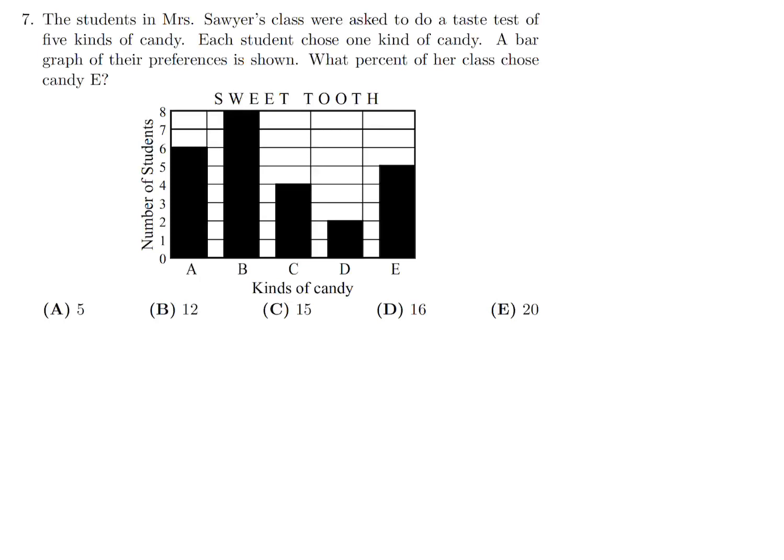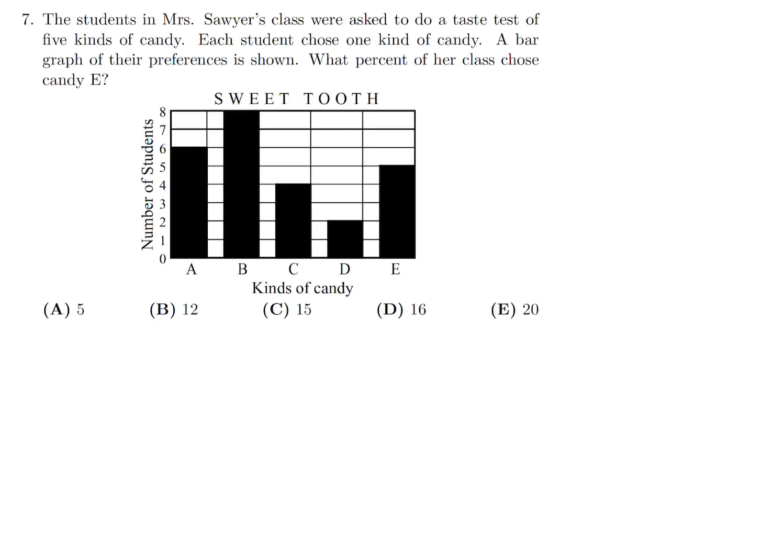The students in Mrs. Sawyer's class were asked to do a taste test of 5 kinds of candy. Each student chose one kind of candy. A bar graph of their preferences is shown. What percentage of her class chose candy E?